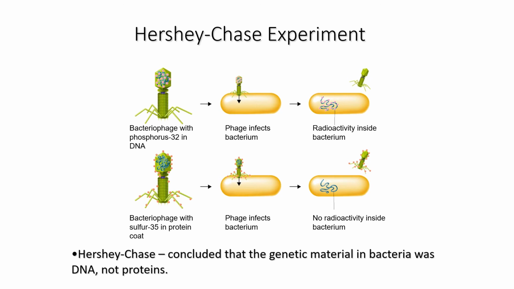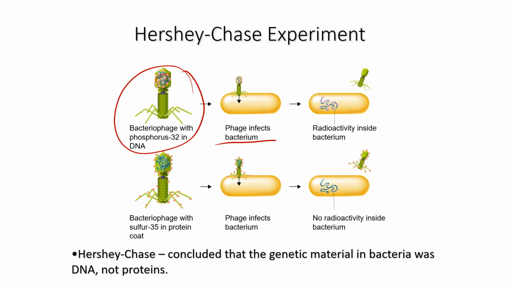Finally, we have the Hershey and Chase experiments. So what they did here is they took a bacteriophage, which looks like this, and it looks like that in real life. It's kind of crazy. And they were able to inject the DNA from this bacteriophage into a bacteria, right? And when the DNA was radioactive, then we got radioactive DNA inside the bacteria.